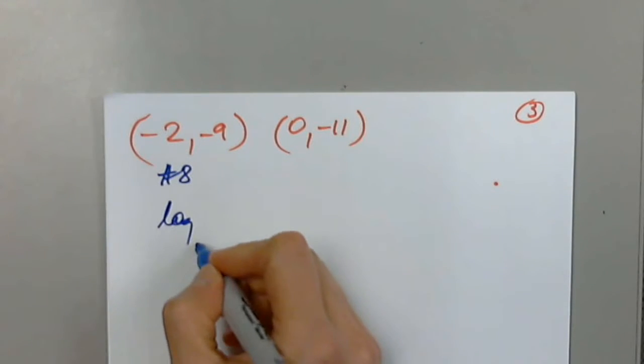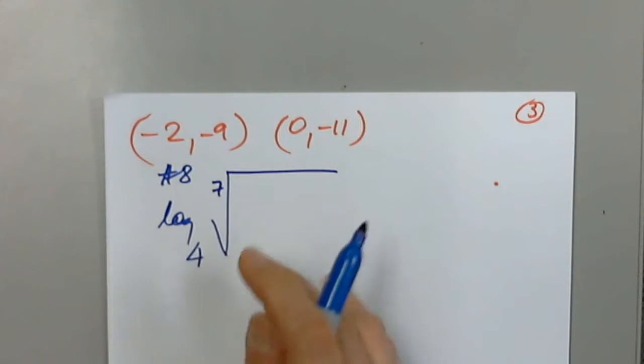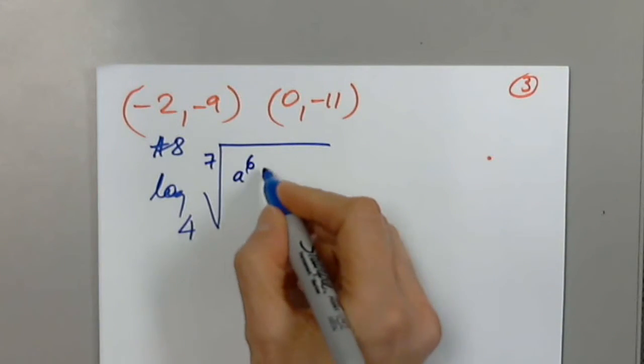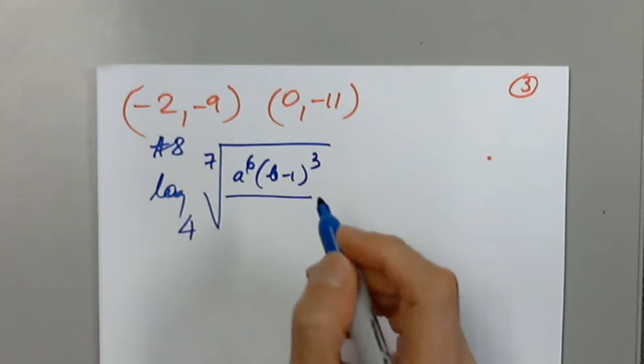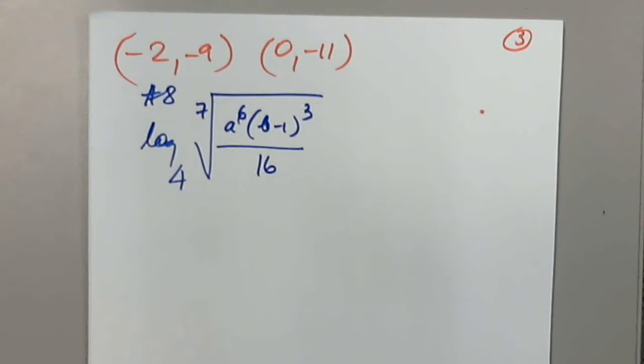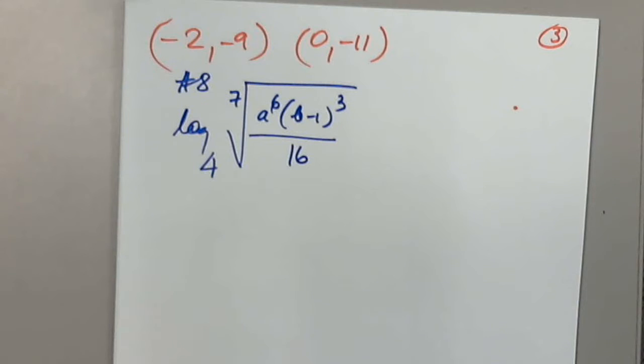So this is log base 4 of the 7th root of a to the 6th, b minus 1 to the 3rd over 16. Okay? There are only 3 properties that we can apply here, right? Log applied to a product, which is the sum of logs. Log applied to a ratio, which is the difference of logs. And log applied to a power, which allows us to bring the power in front as a factor. The power rule. Okay, perfect.